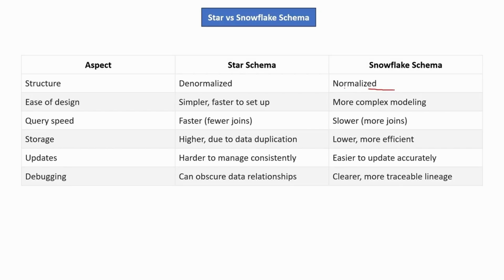Now let's talk about the query speed. Obviously, star schema often runs faster because we are having fewer joins to make. Okay, and it is a big win for your large data sets. While the Snowflake schema introduces more joins, as we are having more hierarchical tables, so more normalized tables, more joins. We know that. Which actually slows down the performance unless it is very well optimized.